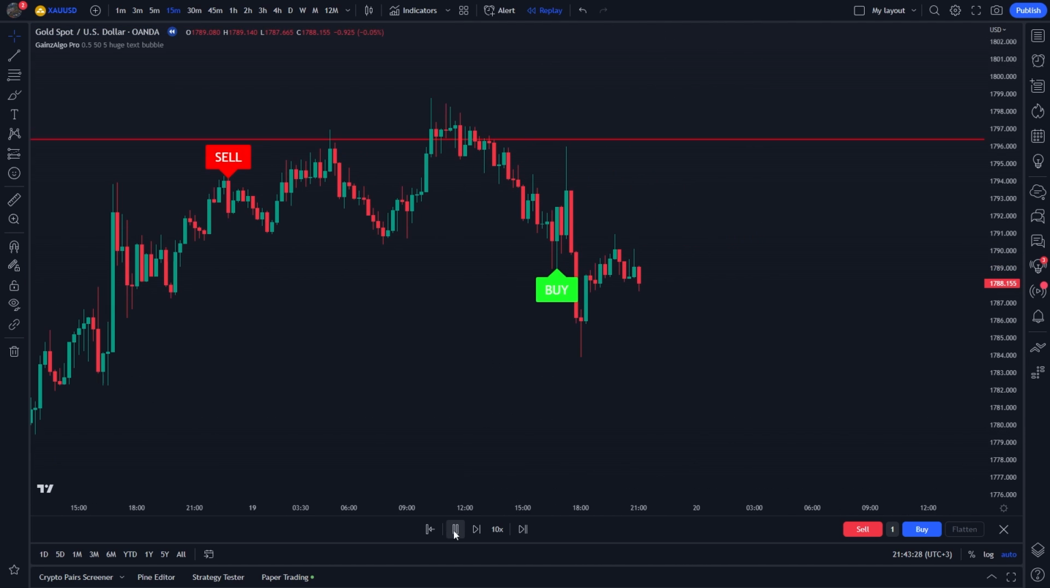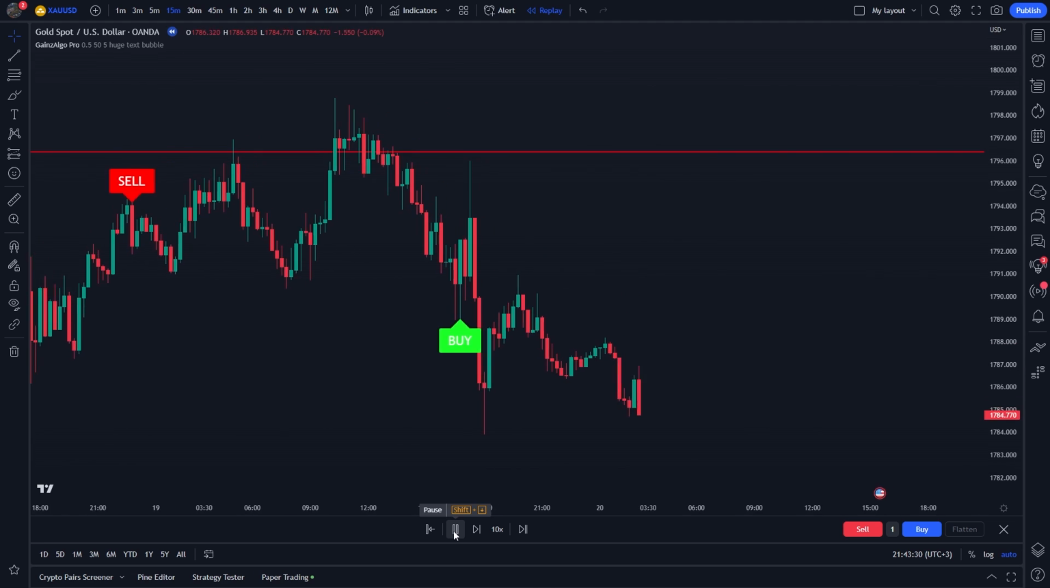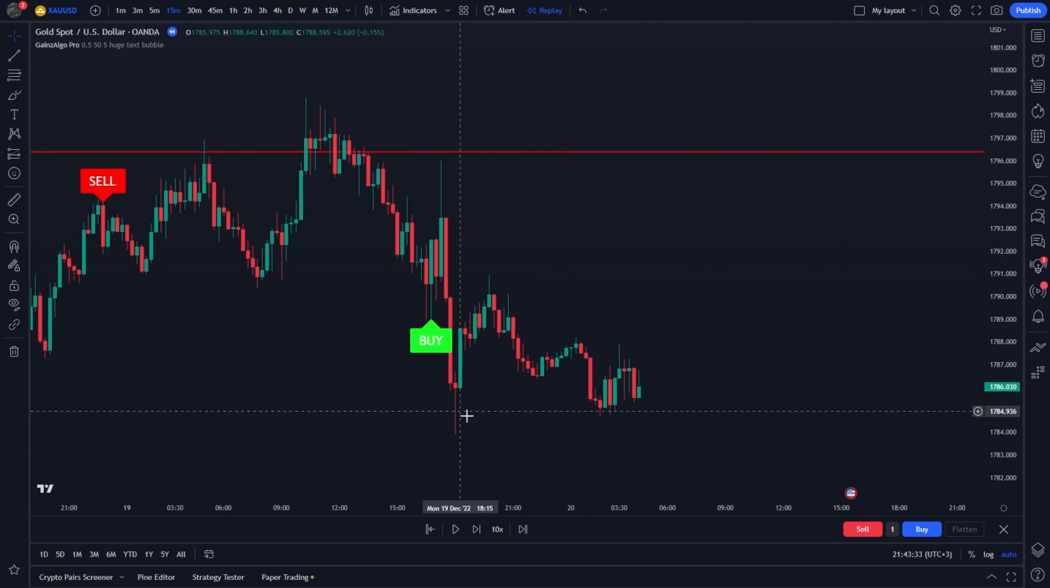Anyways, let's keep going. Okay, so it went a little down. Okay, as you can see, this is the same thing as I was talking about here, right? Once again, a big wick. This time it's a lower wick. So once again, when the price came down to this level, what happened? It immediately came back up.